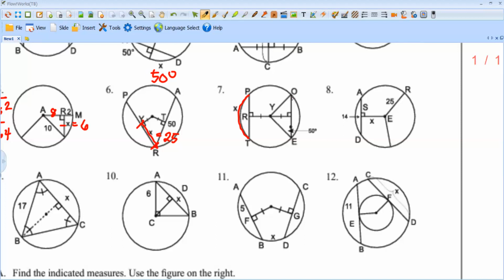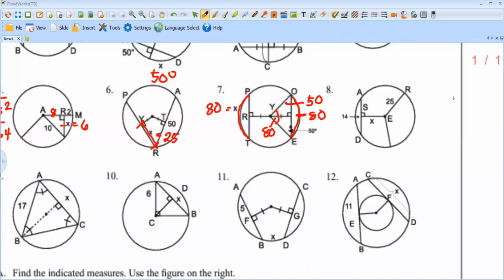So this arc is also equivalent to X. So if that is 50, this is also 50, right? So this can be solved by 50 plus 50. It's 100. 180 minus 100 is 80. So 80 plus 50 plus 50 is 180. So this arc is also 80. Definitely X is also 80.